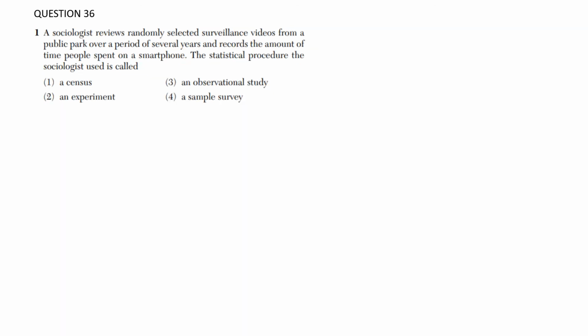All right, question 36. A sociologist reviews randomly selected surveillance videos from a public park over a period of several years and records the amount of time people spent on a smartphone. This statistical procedure is called... Again, this is a definition. We can think about a couple of things and try to reason it out.